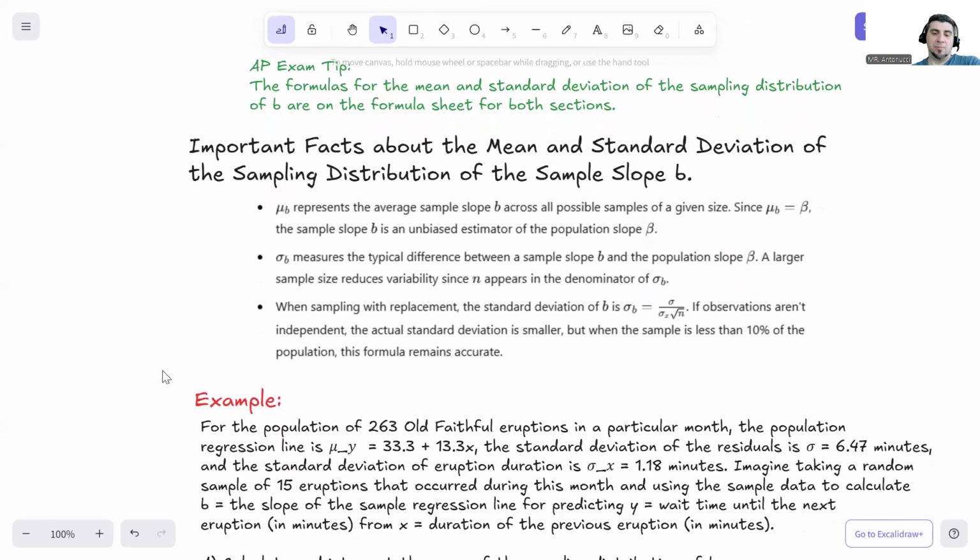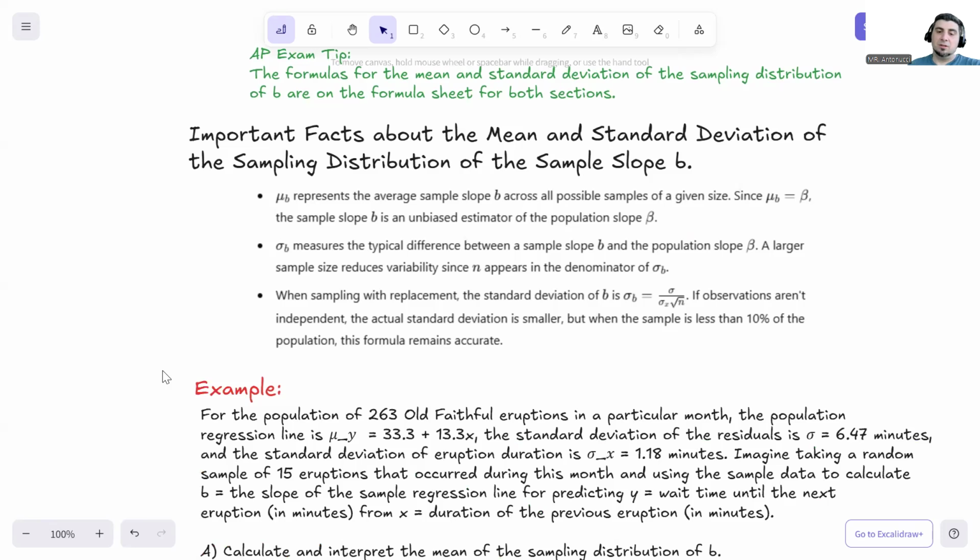So here's an example. For the population of 263 Old Faithful eruptions in a particular month, the population regression line is mu sub y equals 33.3 plus 13.3x. The standard deviation of residuals is 6.47 minutes, and the standard deviation of eruption duration is 1.18 minutes.